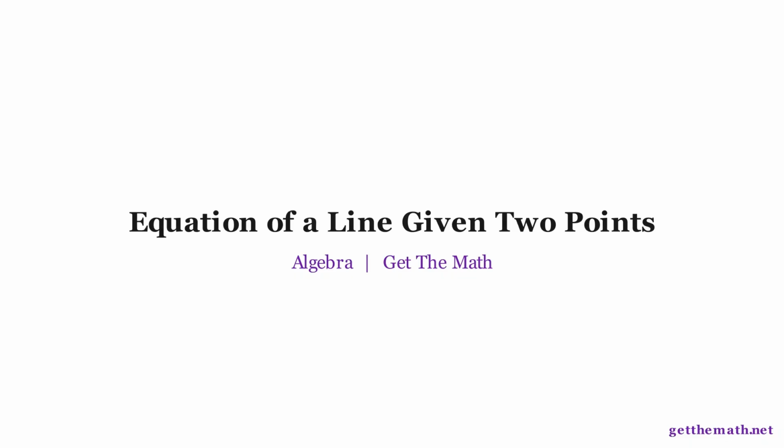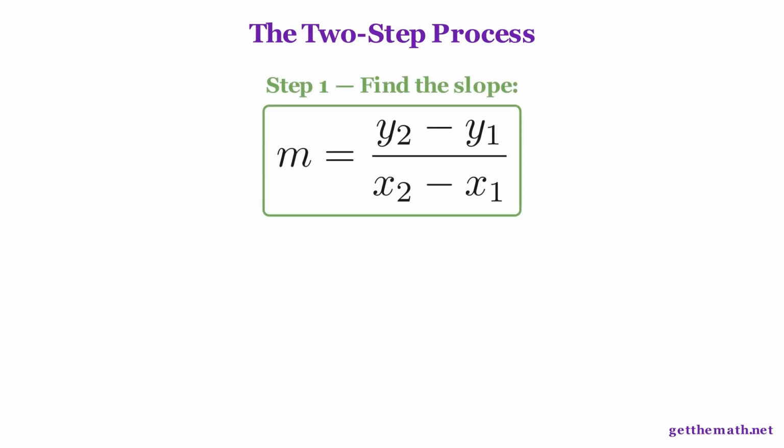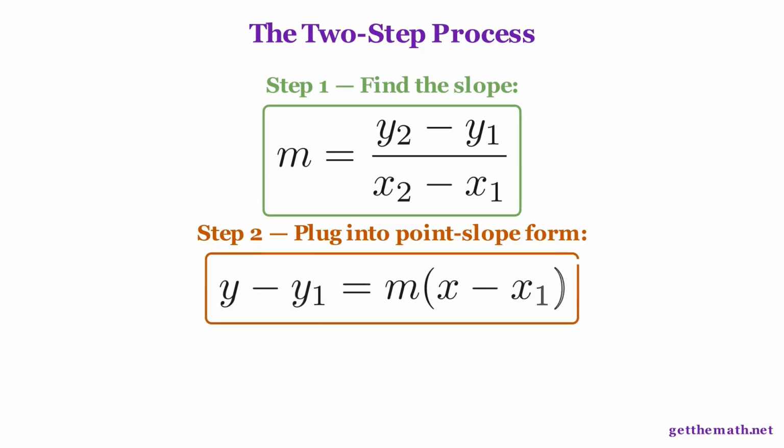Today we're finding the equation of a line when you're given 2 points. Let's get into it. Here's the game plan. Step 1, use the slope formula to find m. Step 2, plug into point-slope form to write the equation. That's it. Let's see it in action.